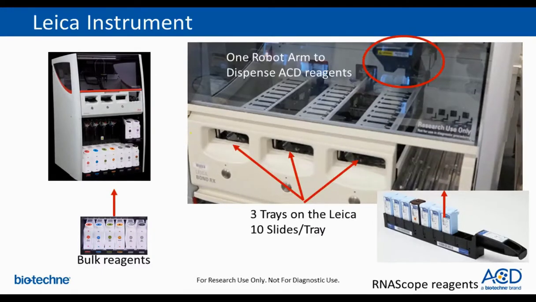Then you're going to load the trays into the instrument. There are 3 slots, so you can load up to 3 different trays. Each tray can host 10 slides. And on the far right of the instrument, you are going to load the trays with the reagents, and that's where all the reagents are. At that point, you're ready to run.